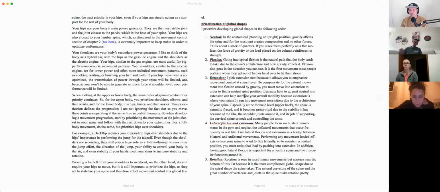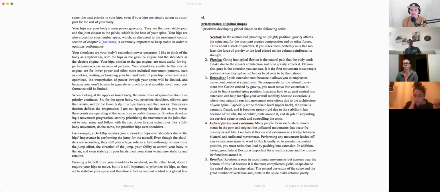When we can address movement from a global perspective through those progressions, those shapes, those movements, we can create very accessible, inclusive progressions.